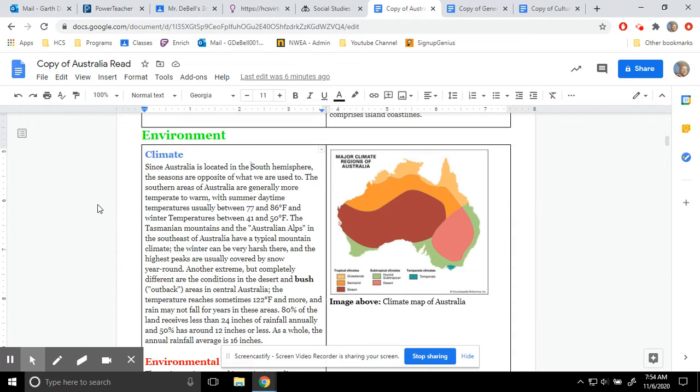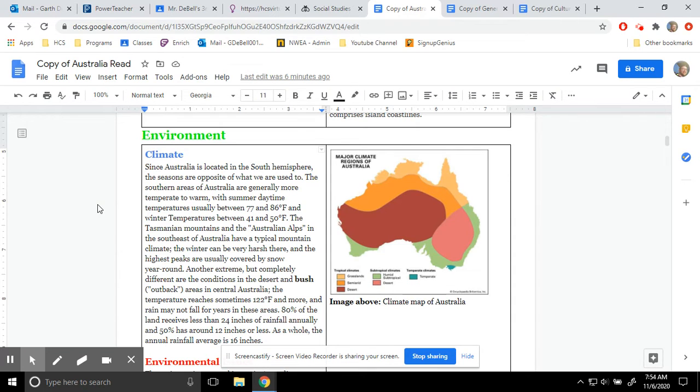The southern areas of Australia are generally more temperate to warm, with summer daytime temperatures usually between 77 and 86 degrees Fahrenheit, and winter temperatures between 41 degrees and 50 degrees Fahrenheit. The Tasmanian Mountains and the Australian Alps in the southeast of Australia have a typical mountain climate. The winter can be very harsh there, and the highest peaks are usually covered by snow year-round.